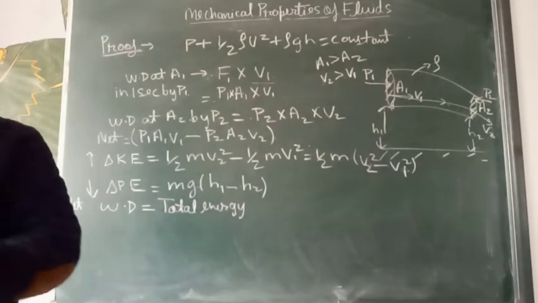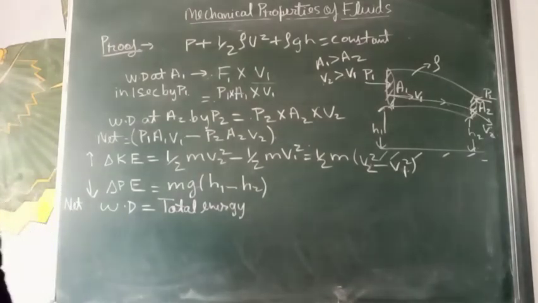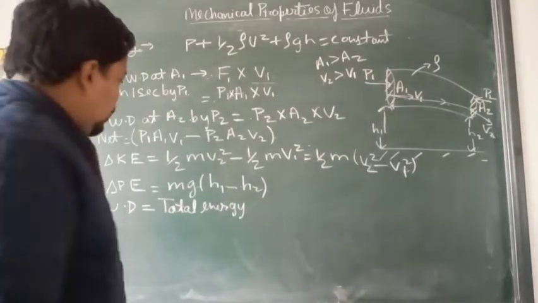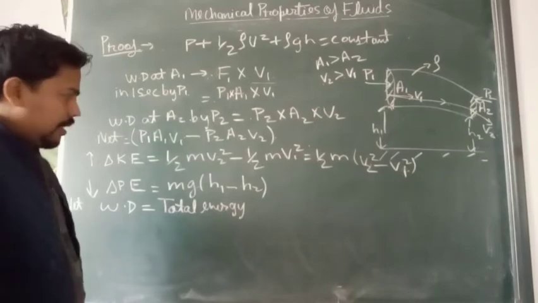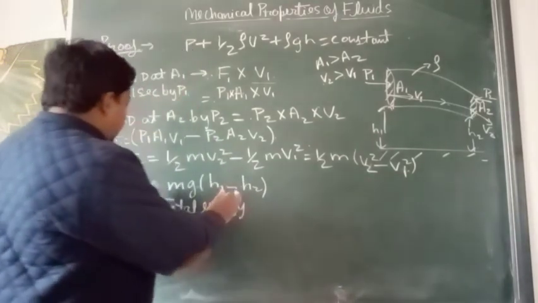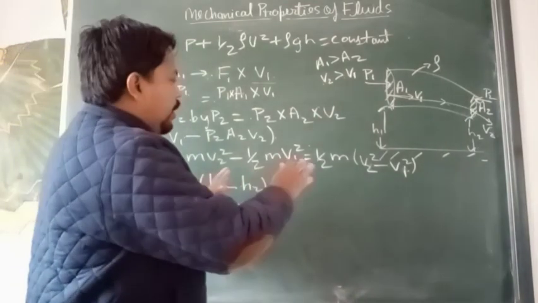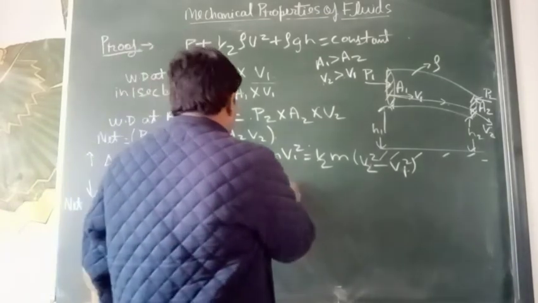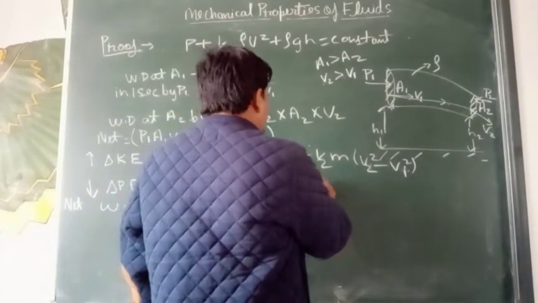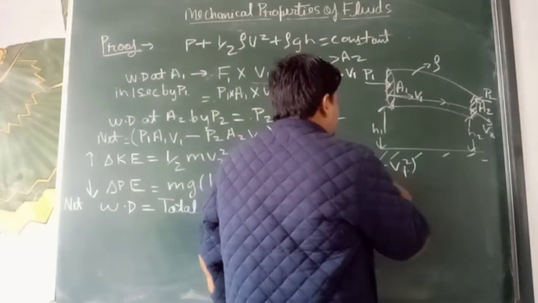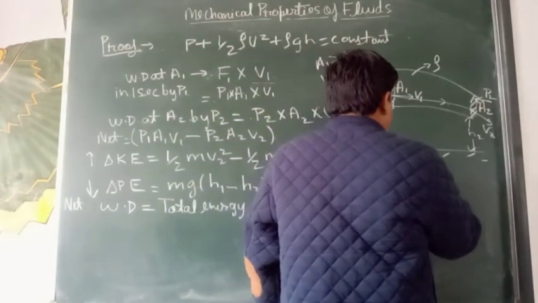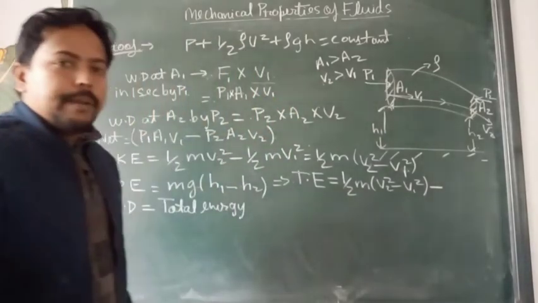Since you can see that here there is a decrease in the potential energy, by this much magnitude it will decrease. So if I talk about the total energy, it will be equal to half of m times (V2 squared minus V1 squared) minus, now we will not write plus.